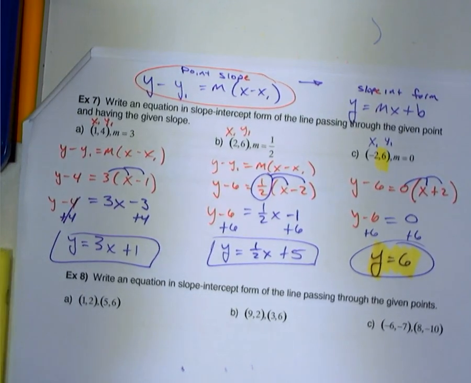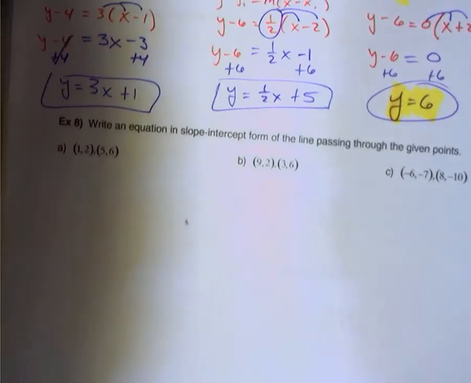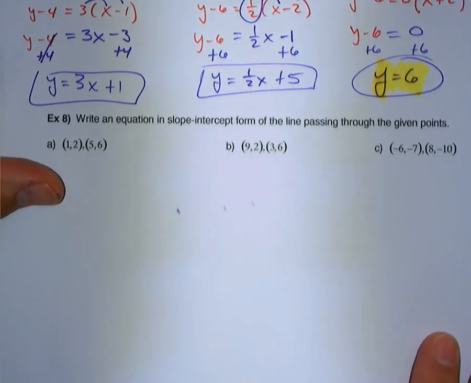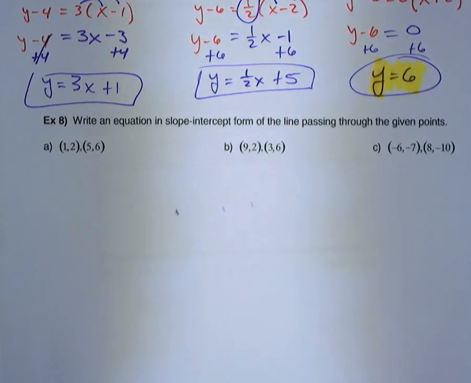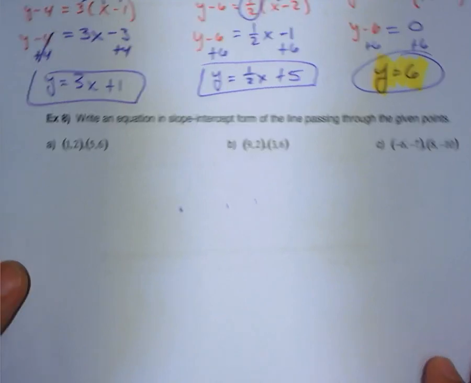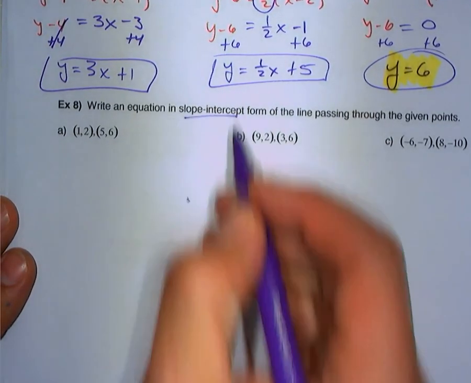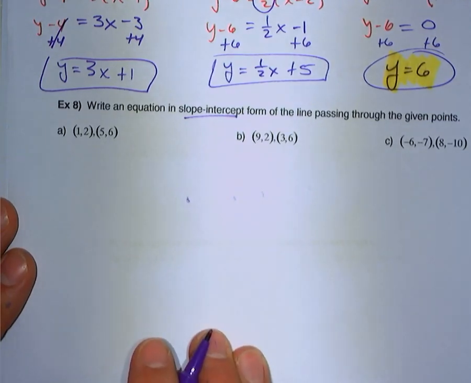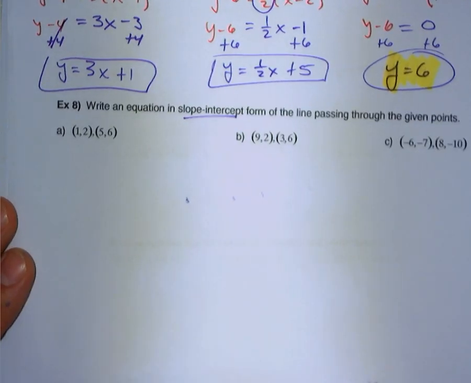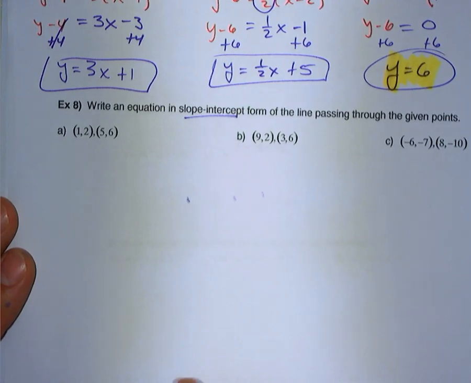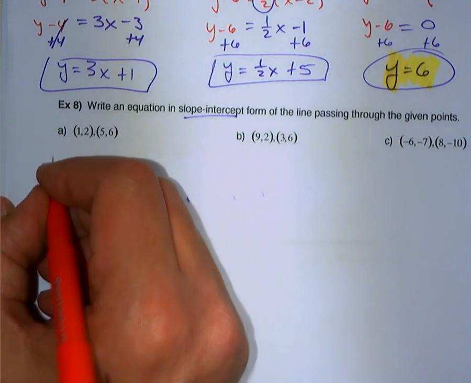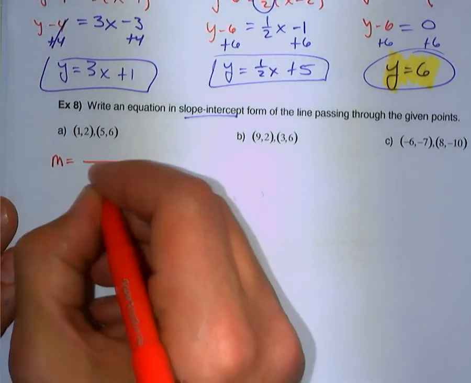All right, let's do at least one more before we get out of here. Any questions, y'all? All right, which one do you want to do? A, B, or C? A. Okay. All right, I've got 1, 2, and 5, 6, and again, they want slope-intercept form. Well, if I want slope-intercept form, the first thing I do is point slope. The problem is if I'm using point slope, I don't have slope. I need slope to use point slope.